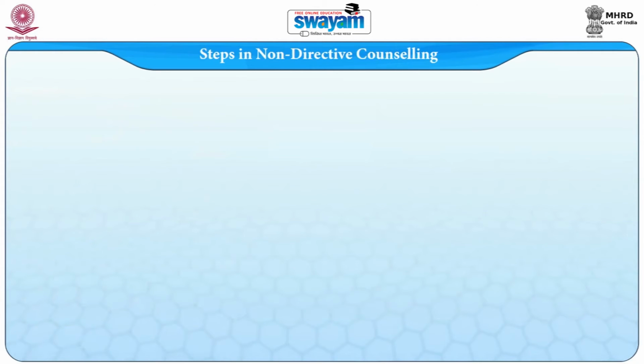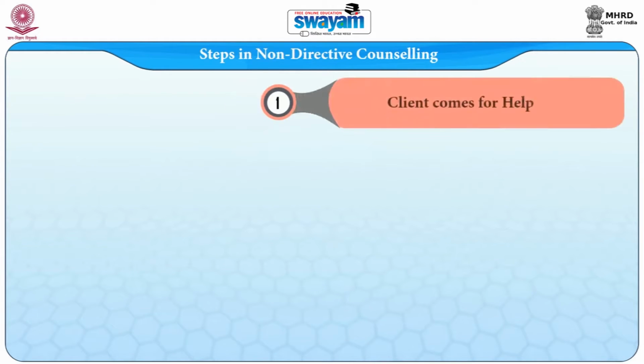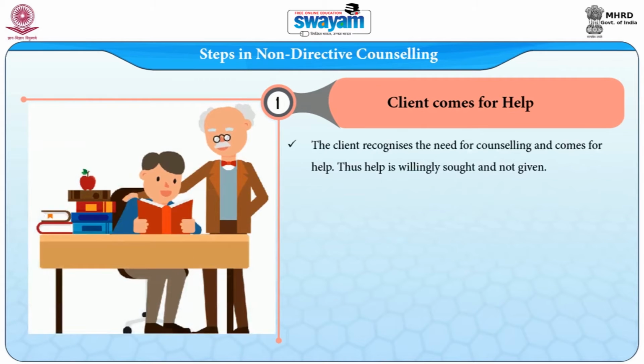Steps in non-directive counseling. Rogers suggested the following steps. The first step is that the client comes for help. The client recognizes the need for counseling and comes for help. Thus, help is willingly sought and not given.